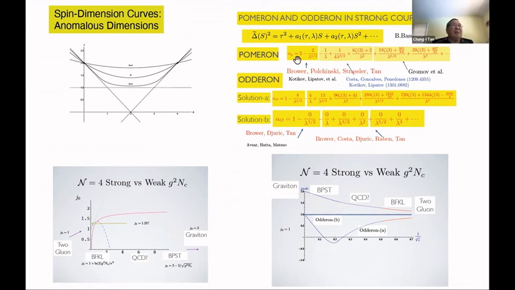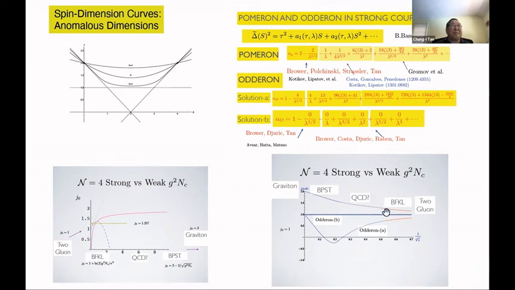Both involve finding tools to calculate anomalous dimension. One is done in strong coupling, the other in weak coupling. In this particular example, the Odderon and Pomeron join together smoothly. Now, the takeaway here, if any, is that indeed, there is such a thing called the Pomeron. There is also such a thing for the Odderon. You can do it perturbatively, or you can do it non-perturbatively.